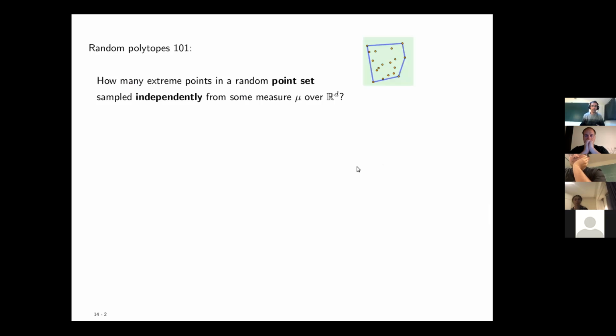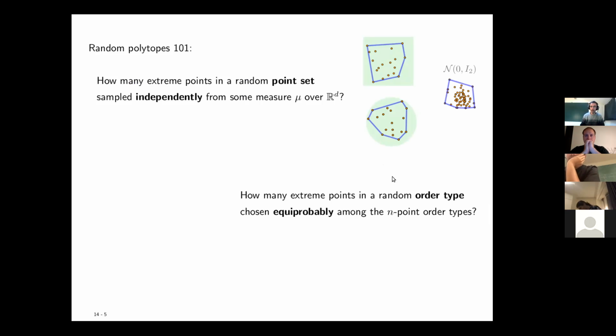And you can do that. Well, you can take a measure that is uniform on the square, uniform on the disk, a Gaussian distribution, anything you want. Many different models have been studied. And in our case, we look at a slightly different model where instead of taking random points, we take a random order type chosen with equiprobability among all order types of size n. Okay, and we look at the extreme points.